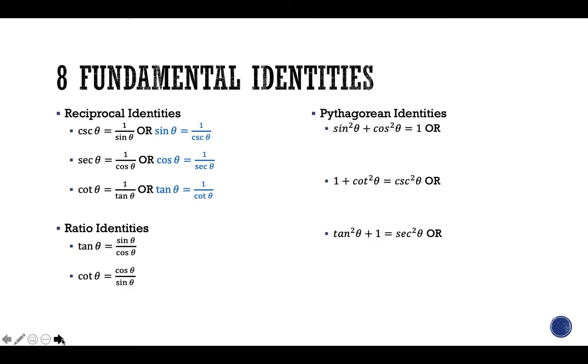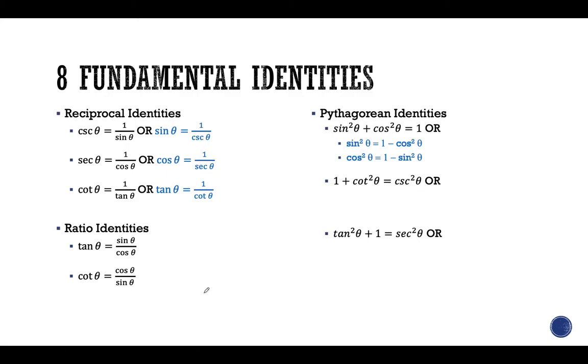Mr. H called that the great mathematical pickup line yesterday. We can maneuver some pieces around in this identity and create 2 more, right? So I could subtract cosine squared from each side, and that would give us sine squared theta equals 1 minus cosine squared theta. Or we could subtract sine squared from each side, which would give us the identity cosine squared theta equals 1 minus sine squared theta, right?